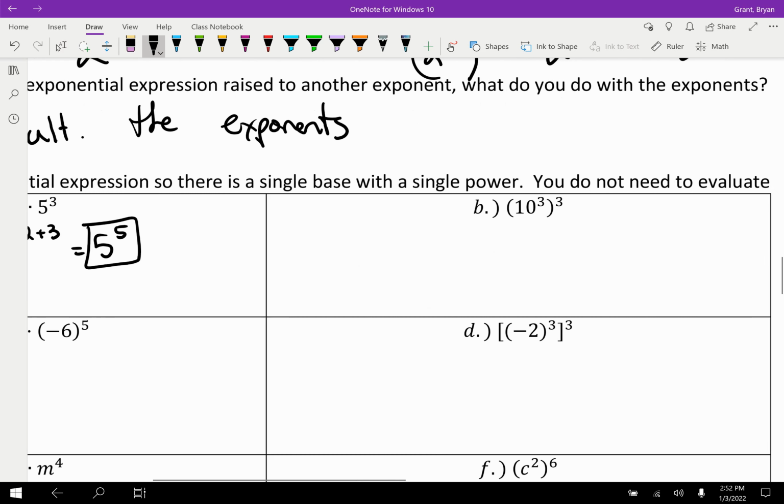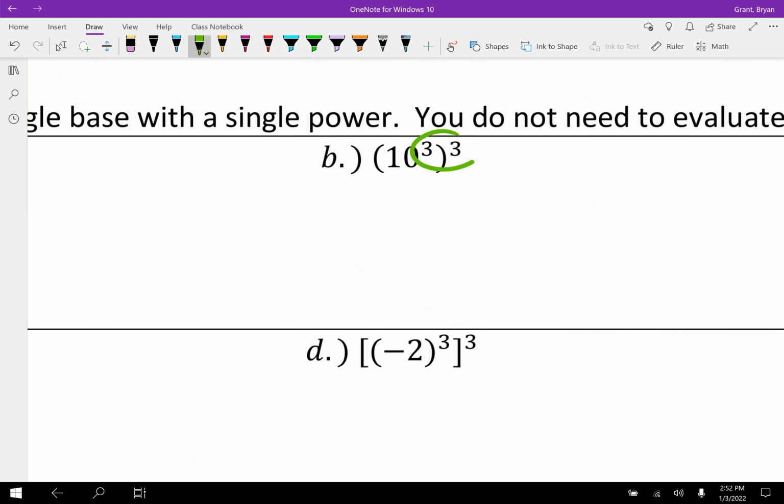That's in contrast to B, where you can see the parentheses. And when you have the parentheses, we need to remember that we multiply our powers, which gets us 10 to the 9th.